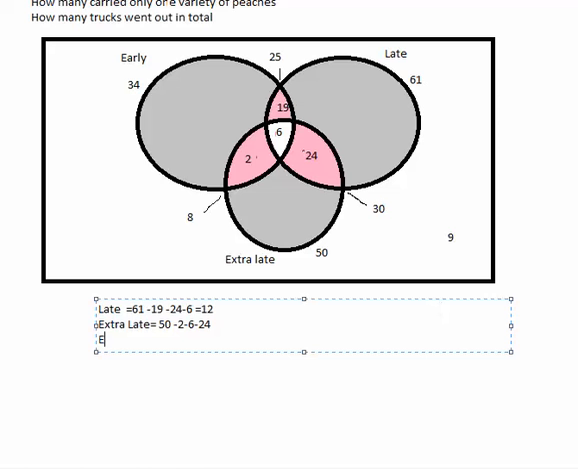For the early only, we do exactly the same. We subtract 34 minus the 2 that carried extra late and early, minus 6 that carried all three, minus 19 that carried early and late. And this is equal to 7. Well, this was equal to 18.